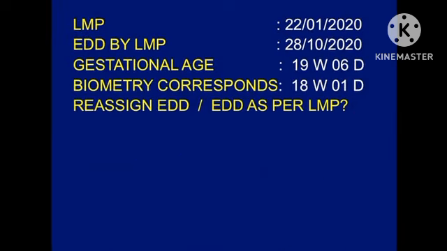Now, for whatever reasons, if the patient has come to me only at around 19 weeks 6 days, there is no dating scan, and now if I find the discrepancy which is around 10 to 12 days, then what should I do?